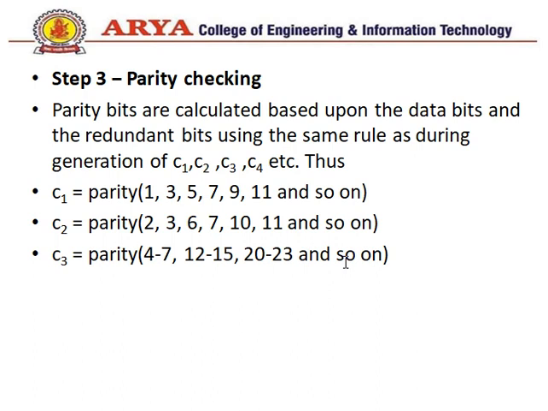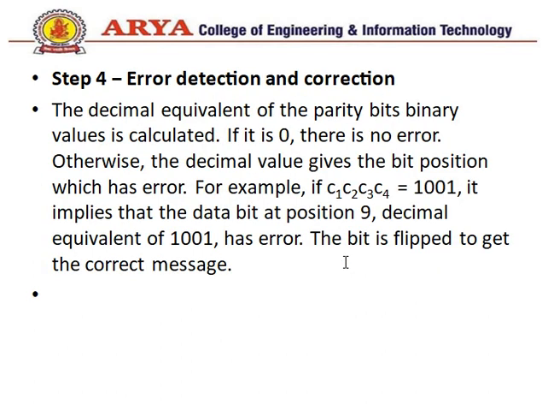Parity checking. Parity bits are calculated based on the data bits and the redundant bits using the same rule as during generation: C1, C2, C3, C4, etc. Thus C1 is the parity of 1, 3, 5, 7, 9, 11 and so on. C2 is the parity of 2, 3, 6, 7, 10, 11 and so on. C3 is the parity of 4, 5, 6, 7, 12, 13, 14, 15, 20, 23 and so on. Error detection and correction, the last step: the decimal equivalent of the parity bits' binary values.